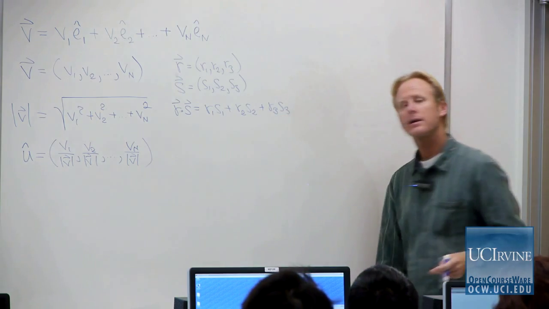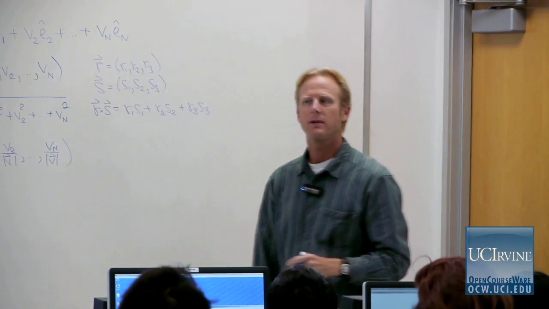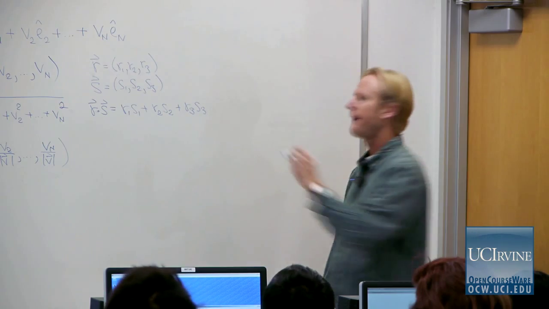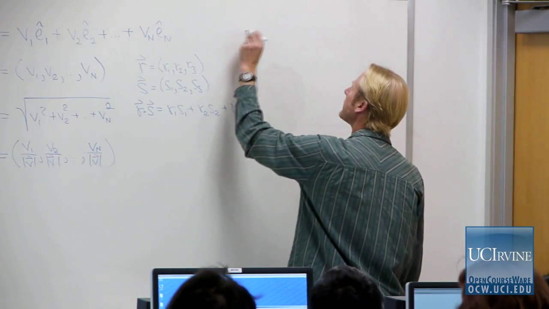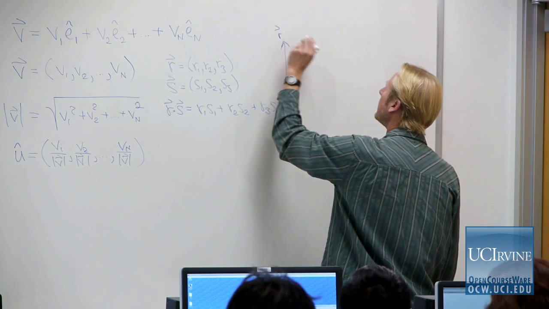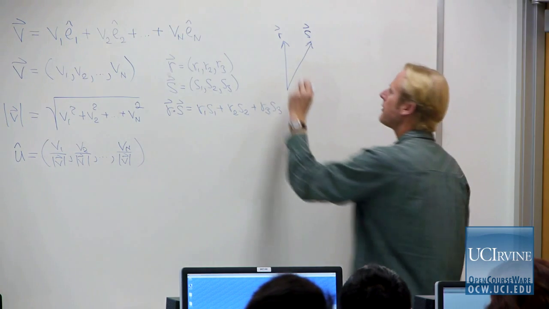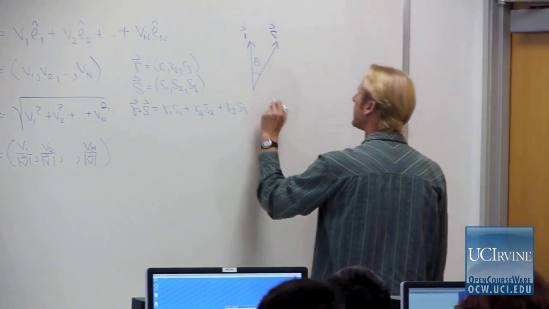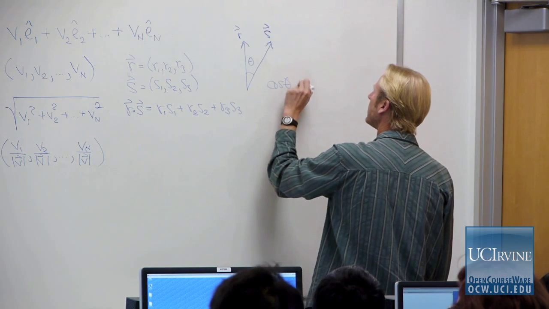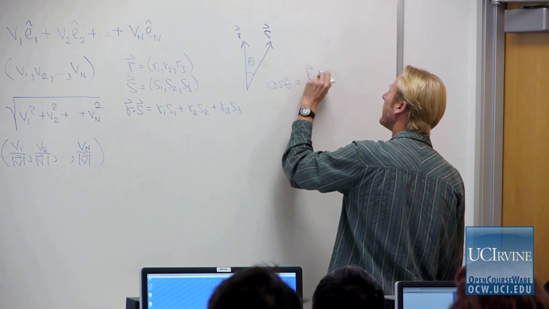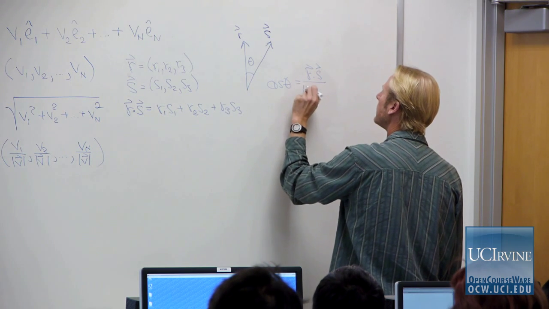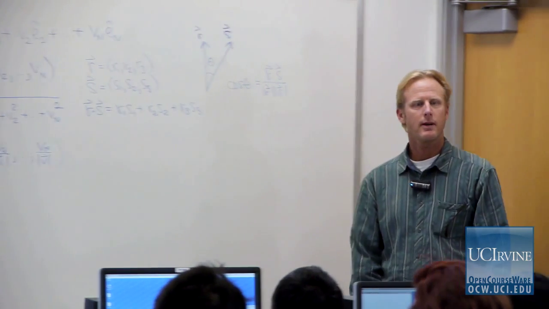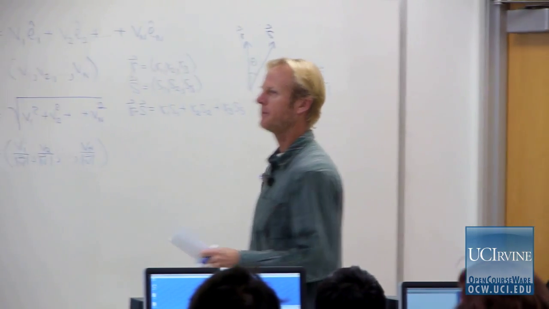And the dot product has a geometric interpretation. You remember what the geometric interpretation is? If I draw the two vectors like this, and define this angle theta, then we know that cosine of theta is equal to r dot s divided by the magnitude of r times the magnitude of s. Okay, so that's a very useful relation.